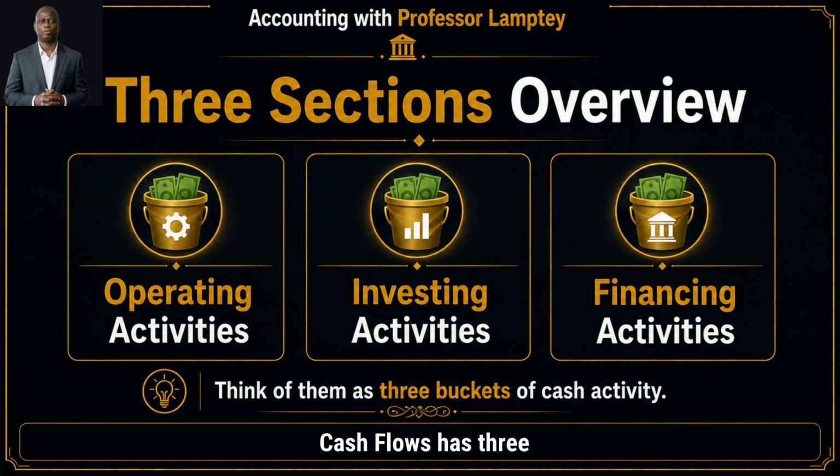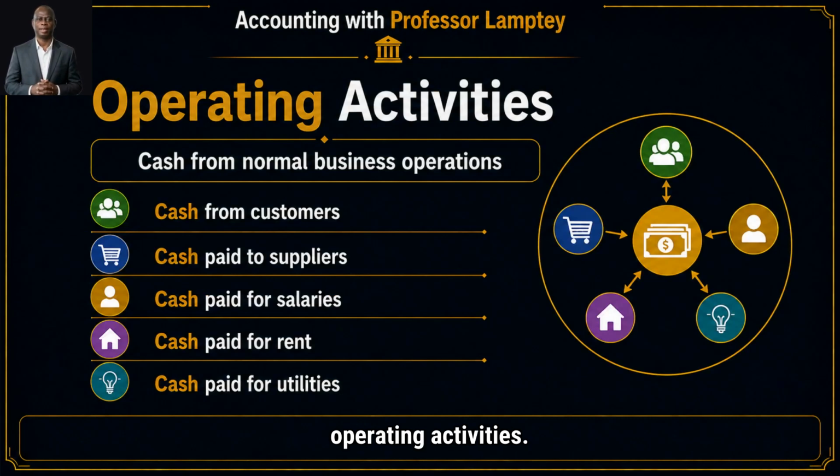Now, the statement of cash flows has three major sections: operating activities, investing activities, and financing activities. Think of them as three buckets of cash activity. The first section is operating activities. Operating activities show cash flows from the normal day-to-day operations of the business. This includes cash received from customers, cash paid to suppliers, cash paid for salaries, cash paid for rent, cash paid for utilities, cash paid for interest, and cash paid for taxes.